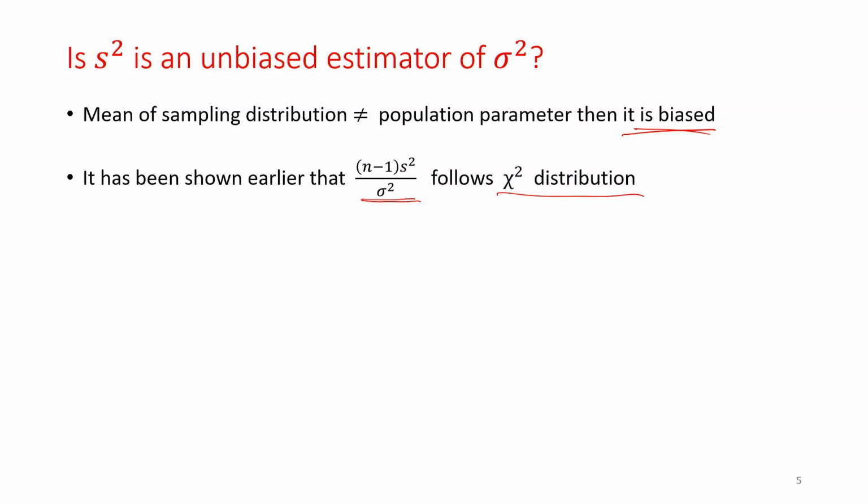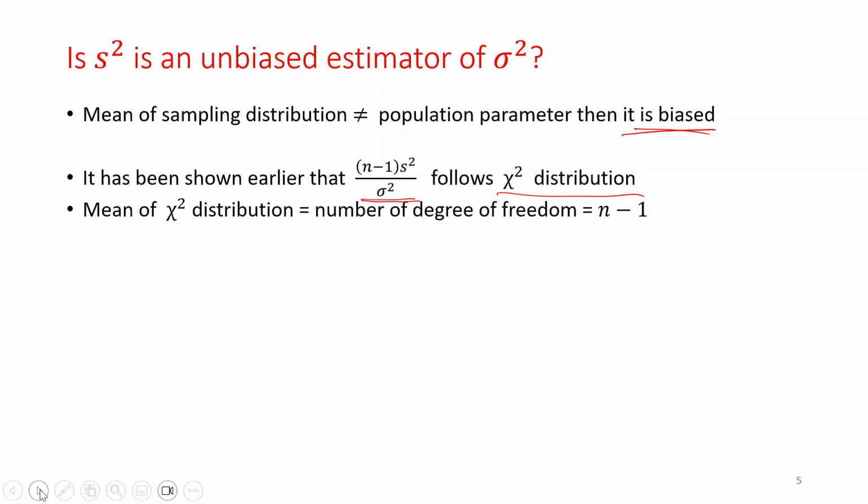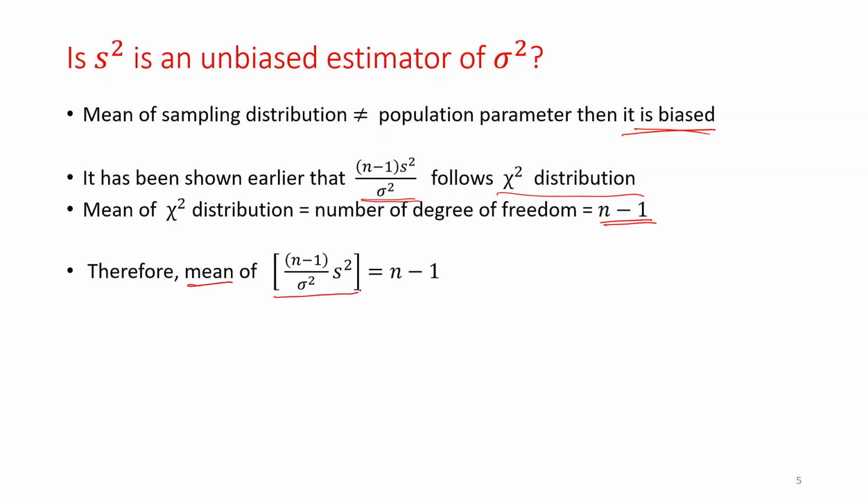Now this is what we have to remember, that (n-1)s² by σ² follows chi-square distribution. If that is true, the mean of chi-square distribution is the number of degrees of freedom, and for chi-square distribution the degrees of freedom will be n-1, and therefore we can write that mean of this parameter is equal to n-1.